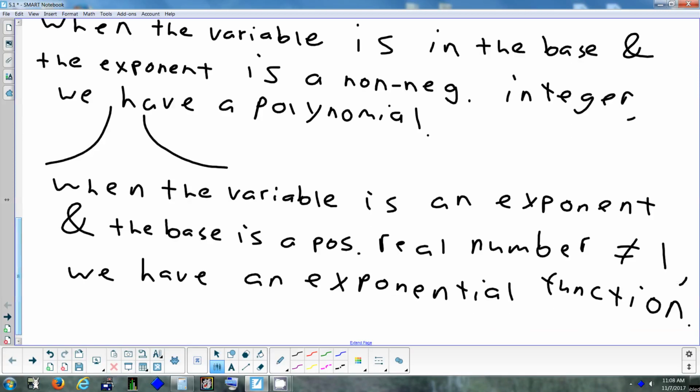So the key for exponential, variable in the exponent, and the base is a positive real number, but not 1. 1 is kind of the dividing point between whether something is going to grow or whether something's going to decay. Think about if you multiply a number that's bigger than 1 by itself over and over and over and over. Or multiply a fraction by itself over and over. Okay? One of those gets bigger, one of them gets smaller.